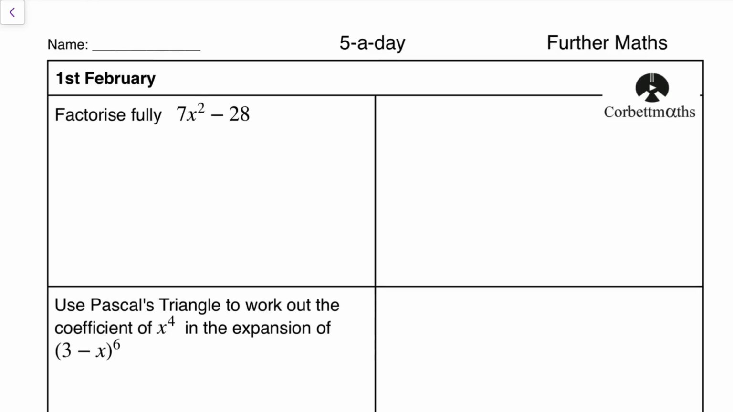So it looks like we're starting with an algebra question: factorise fully. Now, the word fully is quite important here. It's a bit of a clue that quite often people do half the work but not all the work. So on the face of it, I can take out a 7, which is going to give me 7(x squared minus 4), but the fully comes in because it also wants you to recognise that this is a difference of 2 squares. So that's going to give you 7(x minus 2)(x plus 2). Next question.